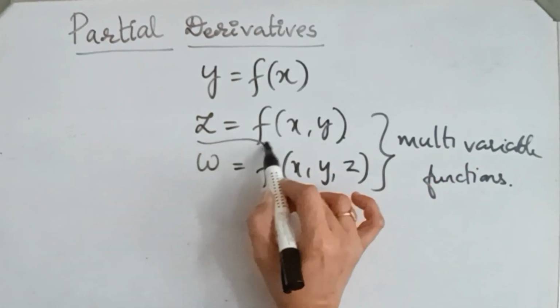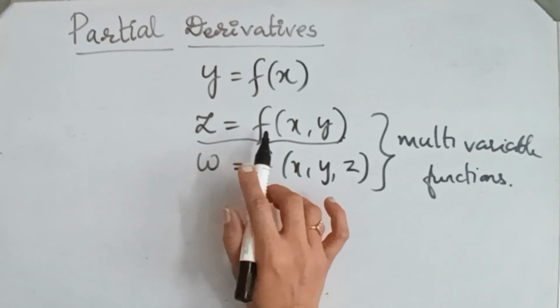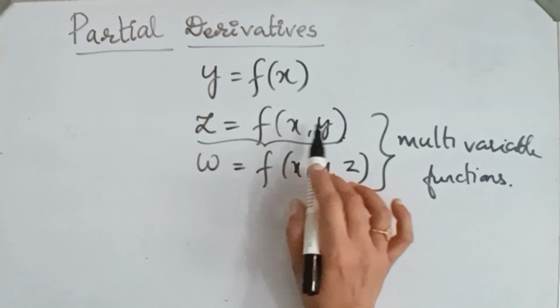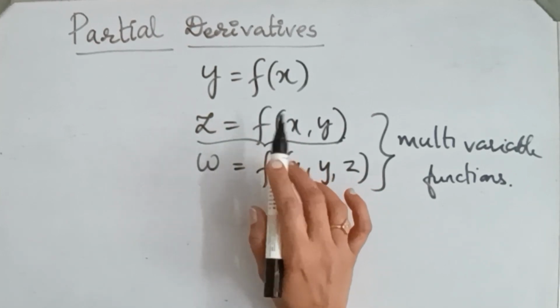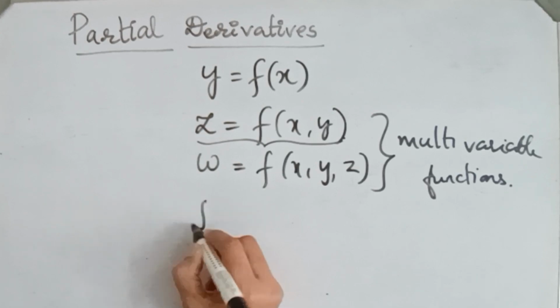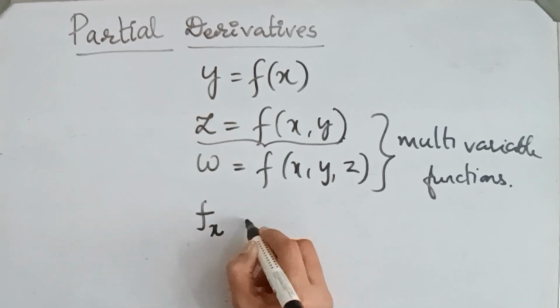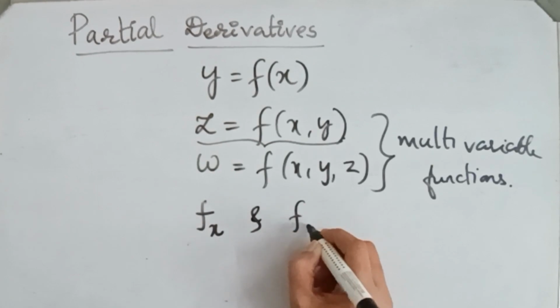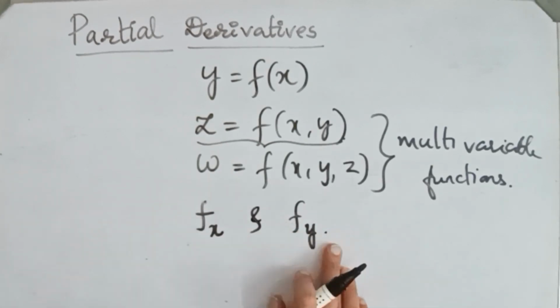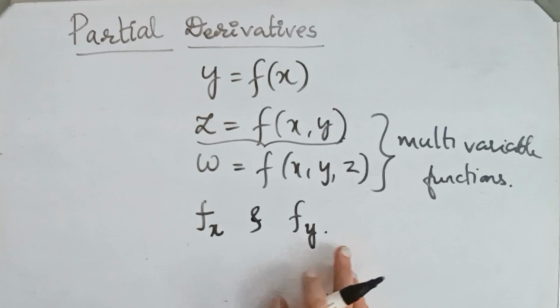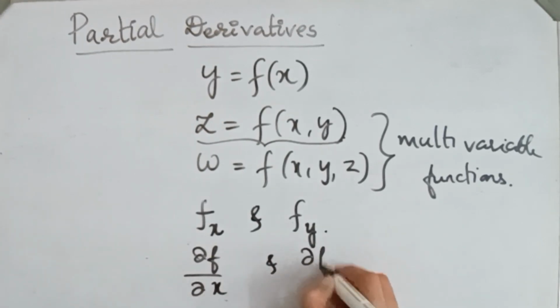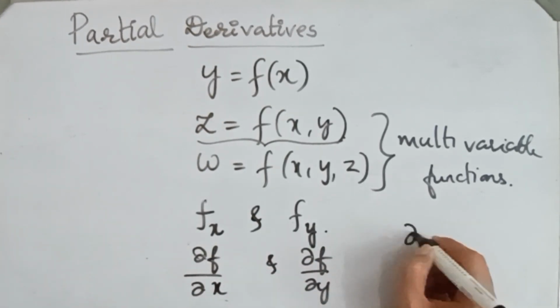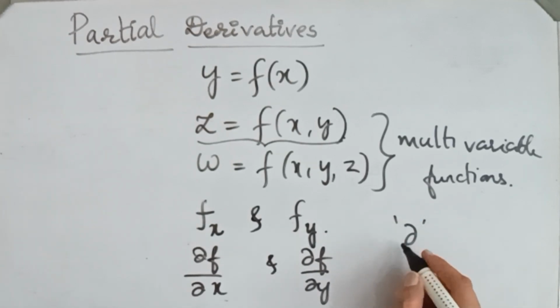For example, if you consider this two variable function, there are two independent variables x and y. If you want to find the derivative of this function, then you have to find the derivative of f with respect to x, and then the derivative of f with respect to y. Then we call these partial derivatives. This can also be represented as dou f by dou x, and dou f by dou y. This symbol is for partial derivatives. We call it dou.